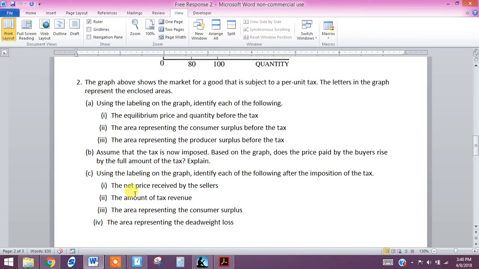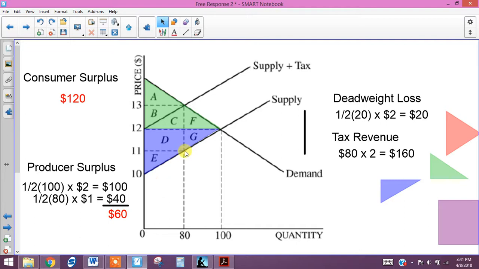Part C. Using the labeling, identify the following after the tax is imposed. The net price received by sellers. Well, we go back over here, and we can see that the quantity produced right here is going to drop down to 80, and the marginal cost at that point is 11.